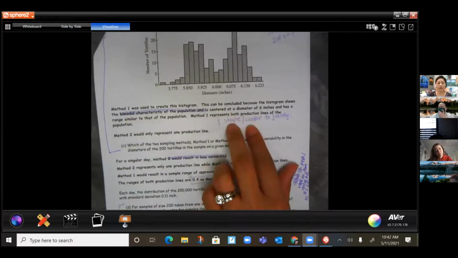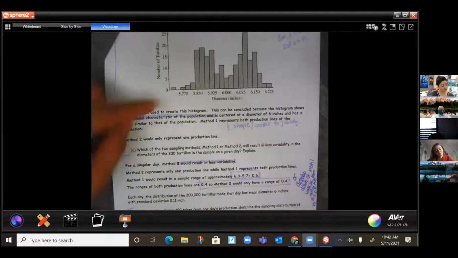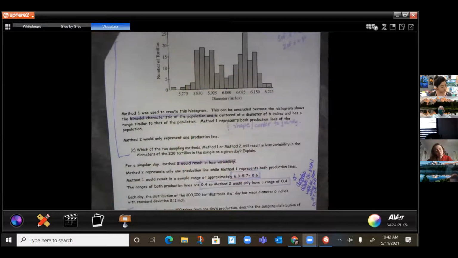So you'll have to address that there are two centers going on, or the shape is bimodal. If you address both of those, that is essentially good for part B.